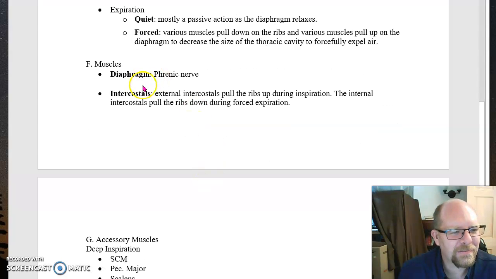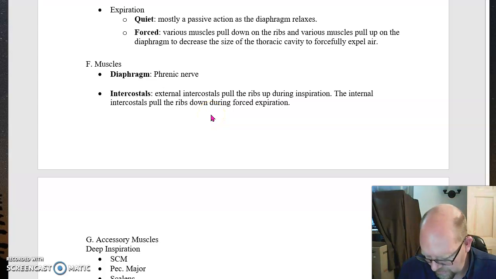All right, the muscles. The diaphragm, remember we talked about it. Phrenic nerve, cervical plexus. Intercostals, external intercostals pull the ribs up during inspiration. The internal costals pull the ribs down during forced expiration. So again, figure 16-10 to get a visualization of how the muscle fibers align.